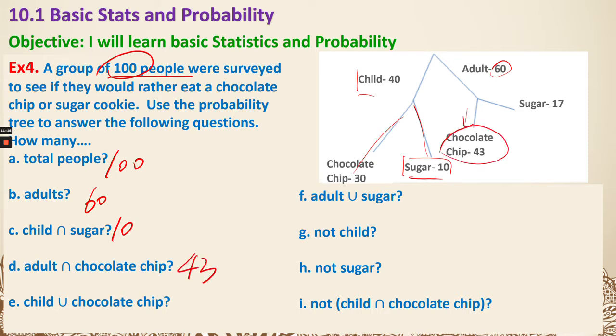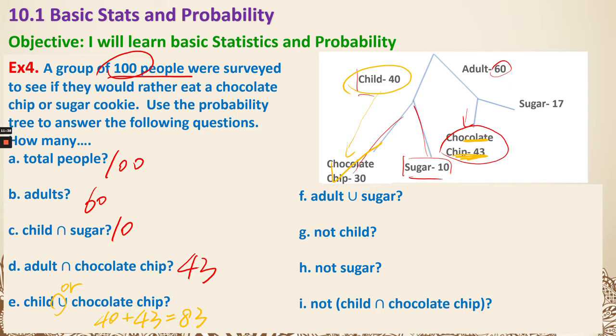Next one is the tricky one. If we are talking about child or chocolate chips. So we want all the child, that's 40. But in the child, we already counted this chocolate chip. So these are counted, but we still need this extra number because these are not the child and chocolate chips. So 40 plus 43, that's 83.